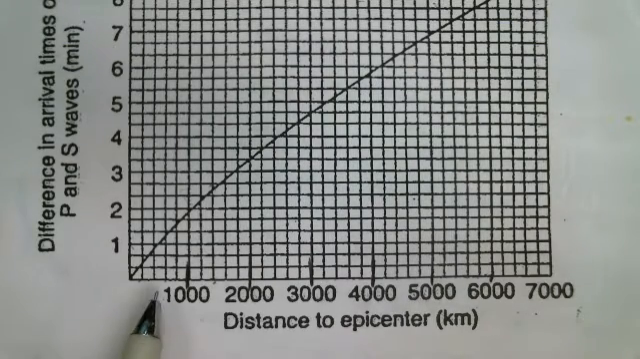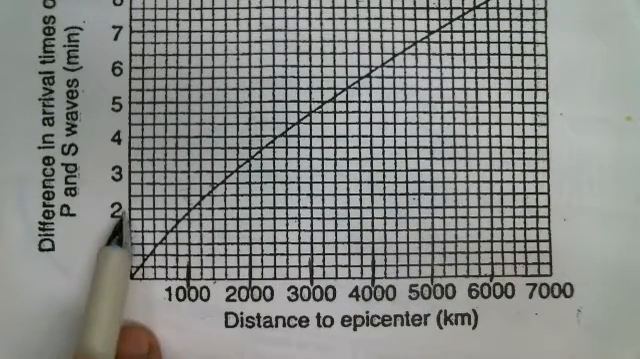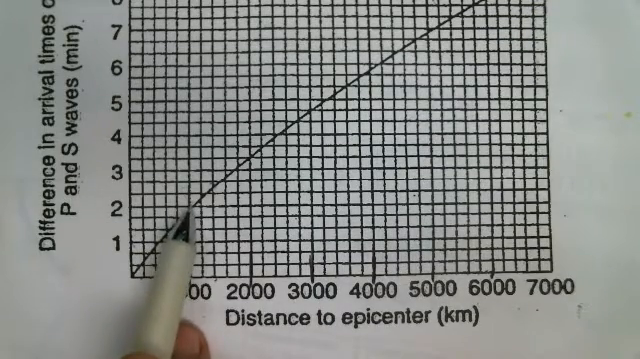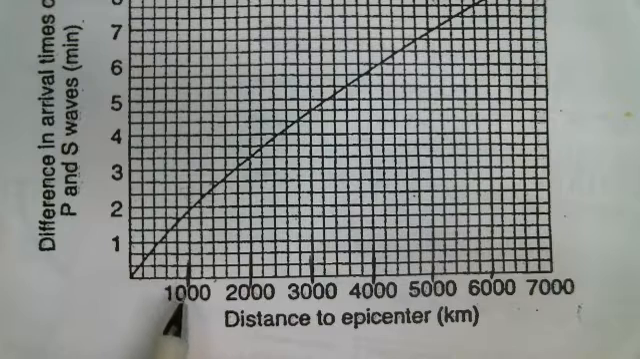So if I was 2 minutes apart, if the P wave hit me and then 2 minutes later the S wave hit me, I would go up to the 2 and follow over, hit this diagonal line, and come on down, and I would see that I was 1,000 kilometers from the focus or epicenter.